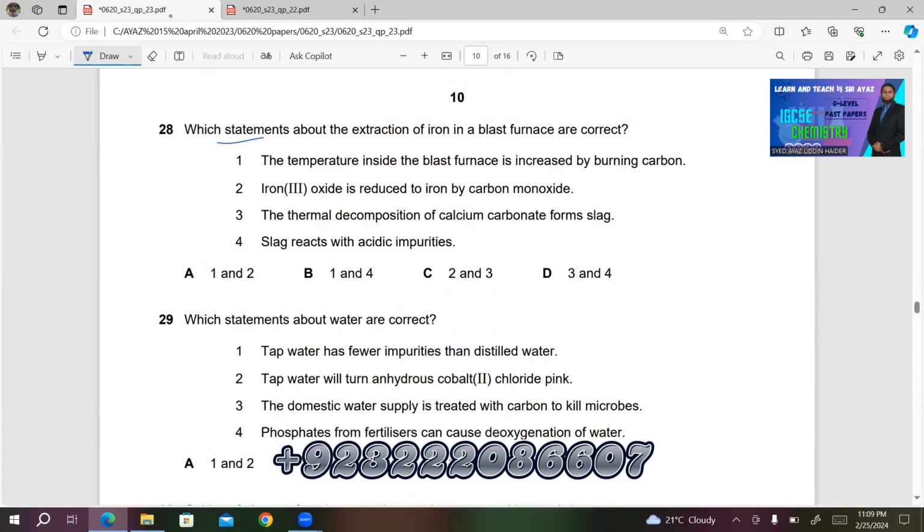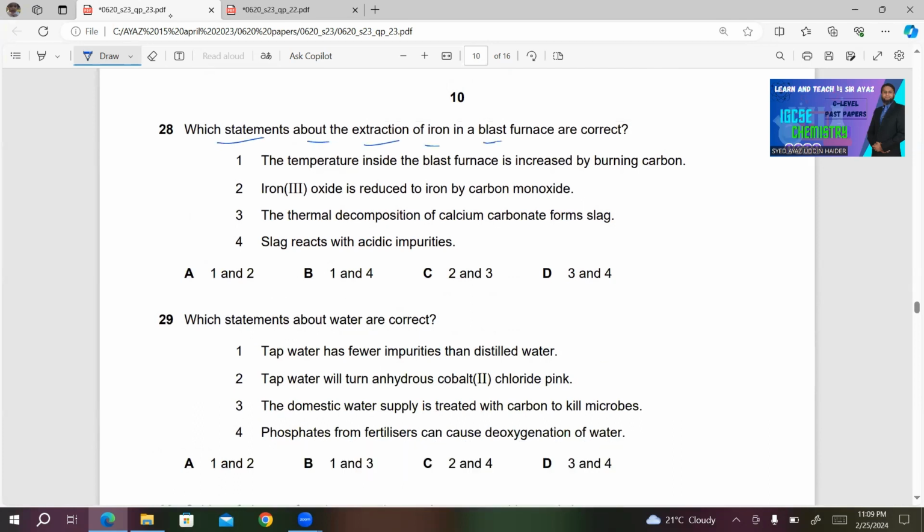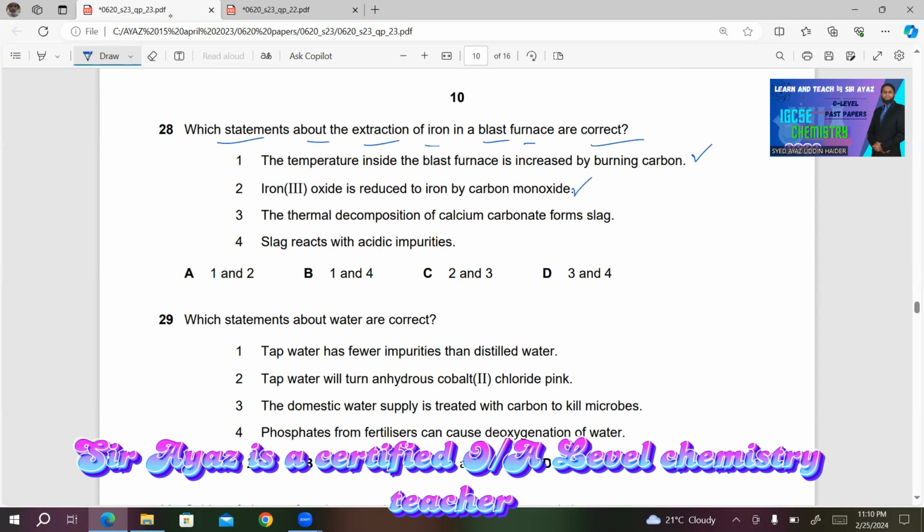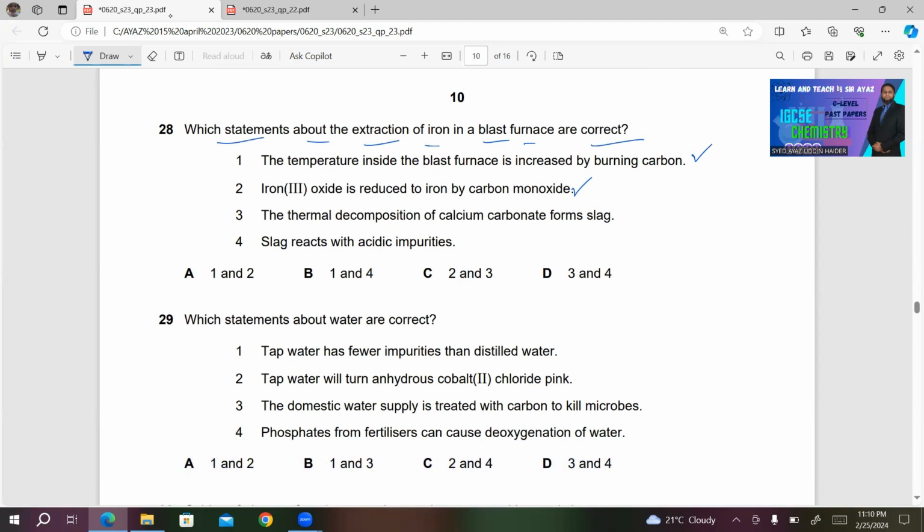Which statements about the extraction of iron in a blast furnace are correct? Number 1, the temperature inside the blast furnace is increased by burning carbon. This is correct. Number 2, iron(III) oxide is reduced to iron by carbon monoxide. This is also correct. Carbon monoxide is the main reducing agent. It reduces the iron(III) oxide to iron.